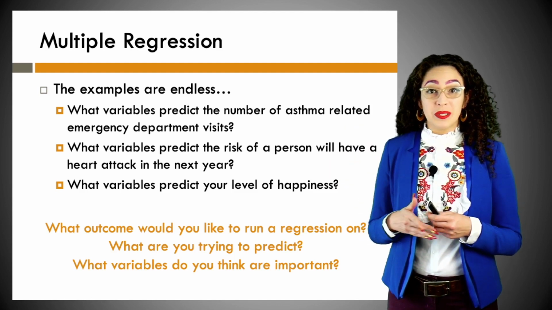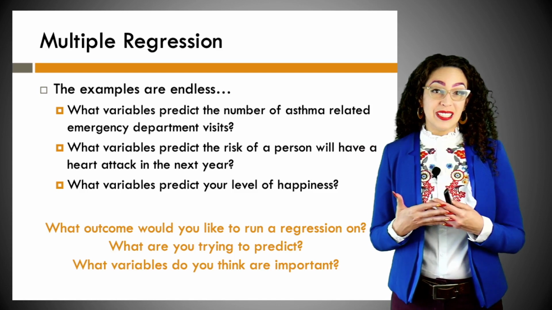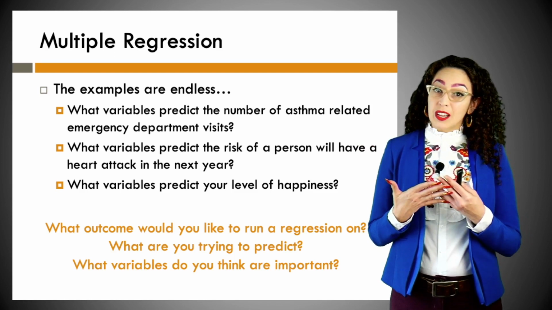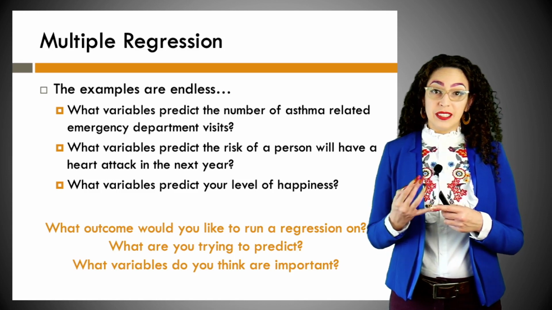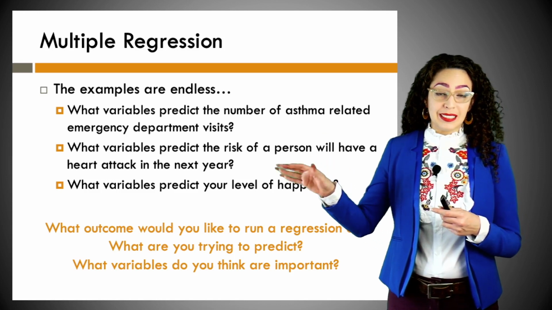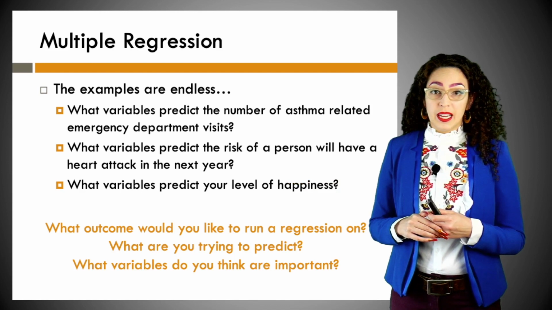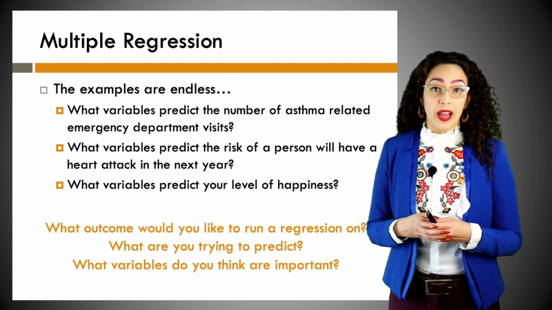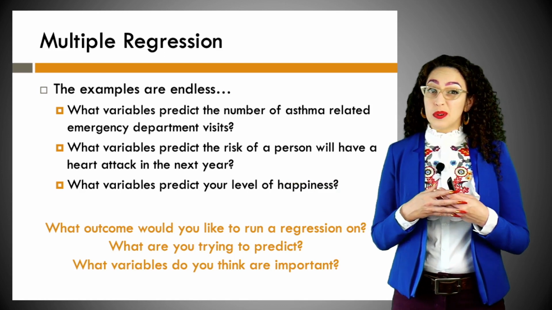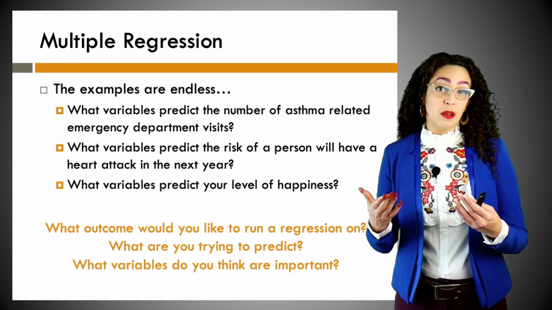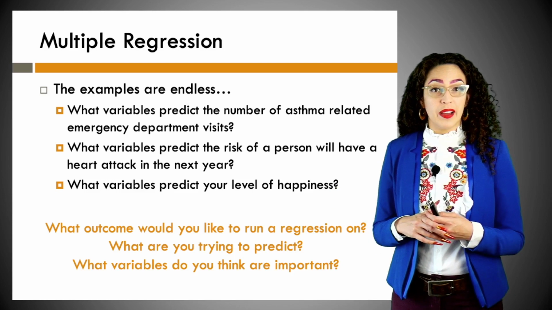What about what variables predict the risk of a person having a heart attack in the next year? There are a lot of different things there, like smoking, age, weight, gender, a long list. People are constantly trying to figure this out. And how about what variables predict your level of happiness? I mean, maybe income to some extent, maybe your satisfaction in your job. What else do you think might go into your level of happiness?